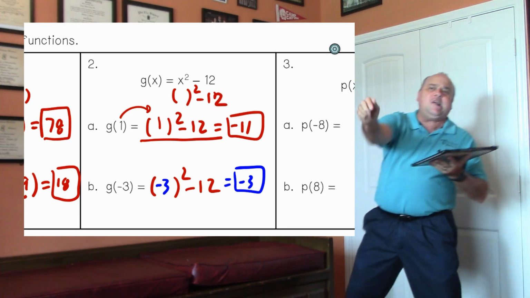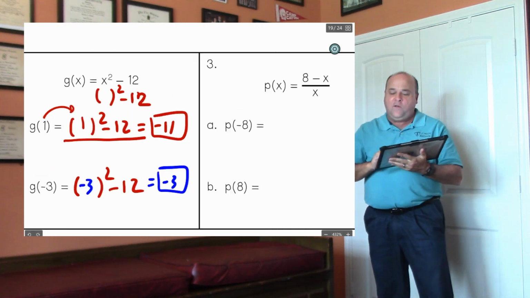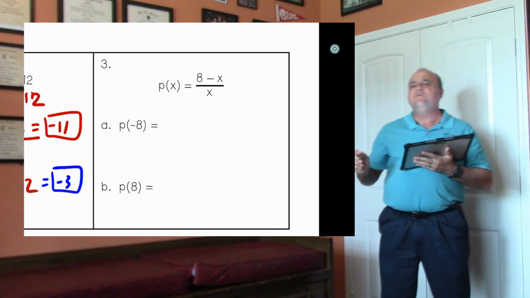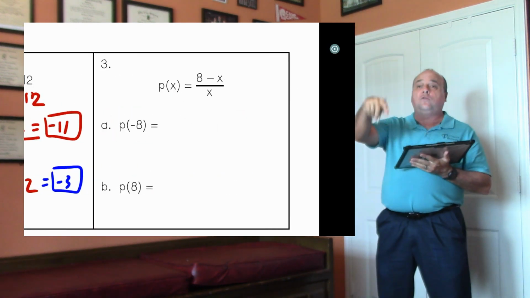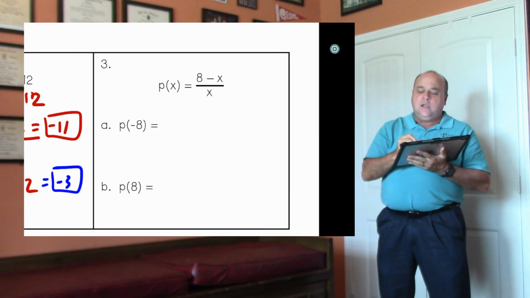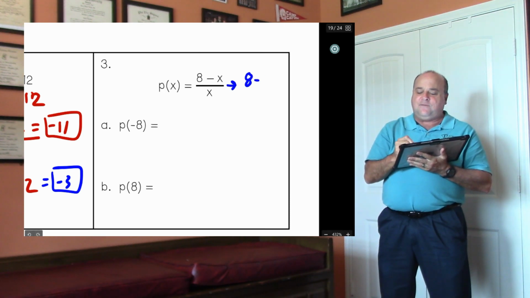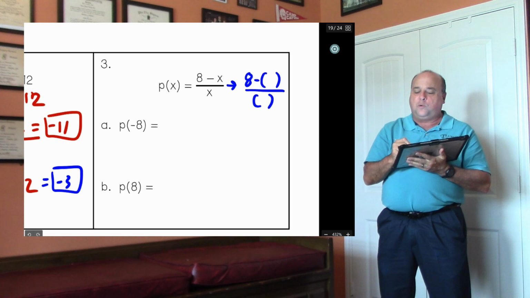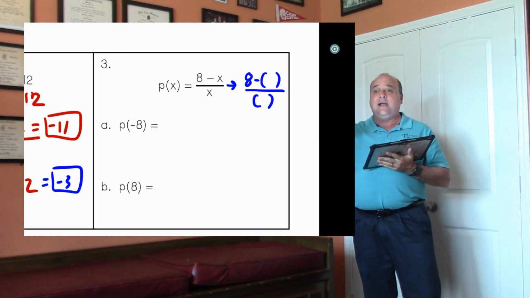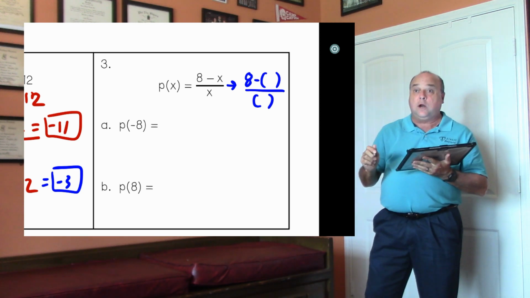Let's keep rocking and rolling. This is fun, fun, fun. Notice on number 3, there's 2 x's, right? So when I plug this in, I'm going to have 8 minus parentheses over parentheses. I'm going to plug in my input into 2 parentheses, aren't I?